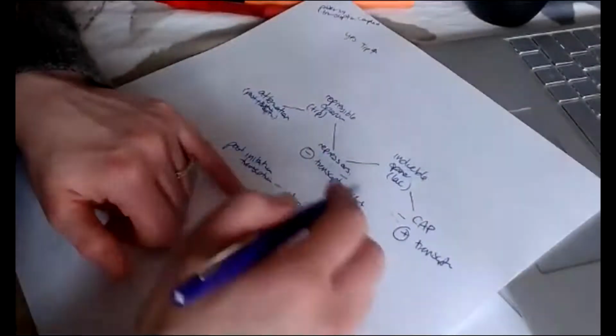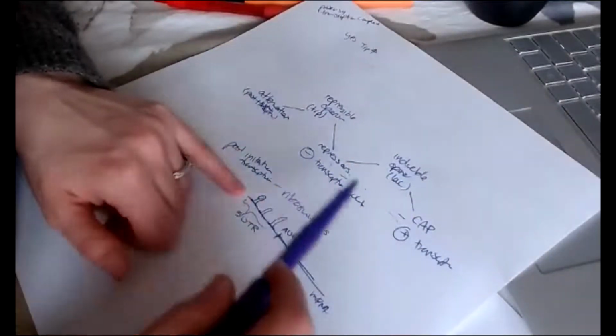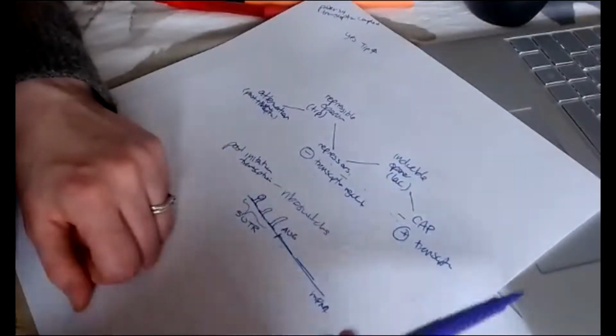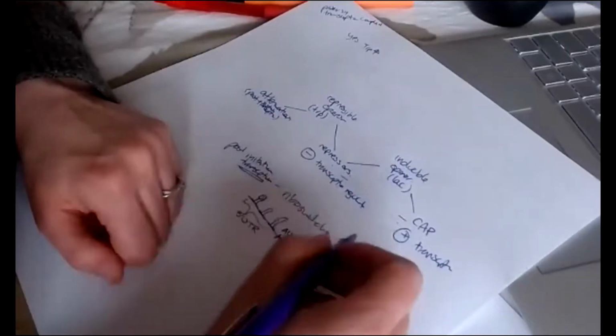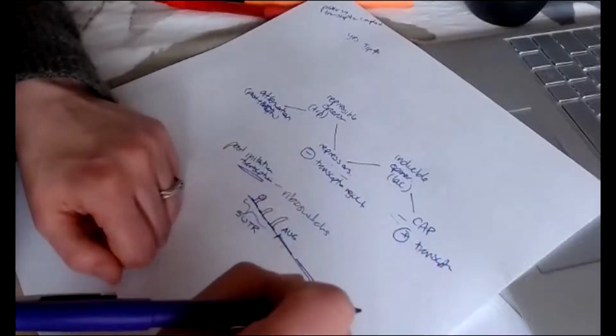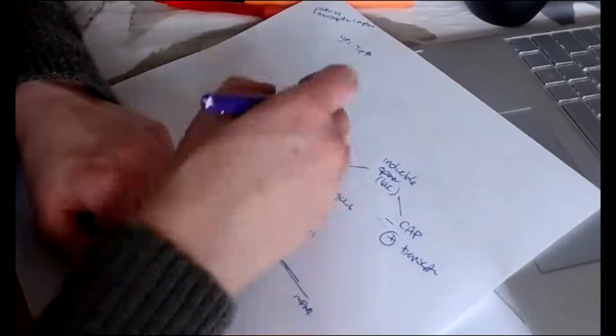So these riboswitches occur in all different kinds of bacteria. In terms of transcription level, they're especially prevalent in gram-positive bacteria. So riboswitches can happen with everything. And that is basically it.